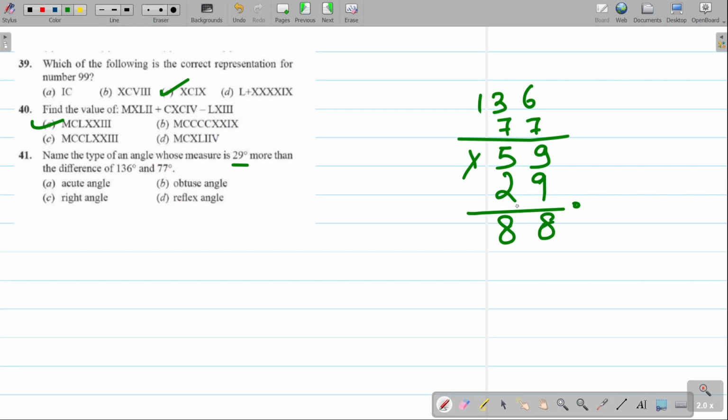So we know when an angle is lesser than 90 degree, it is called an acute angle. So 88 degrees is obviously less than 90 degrees. So option number A will be correct.